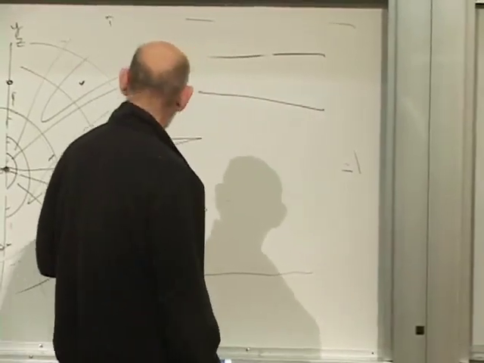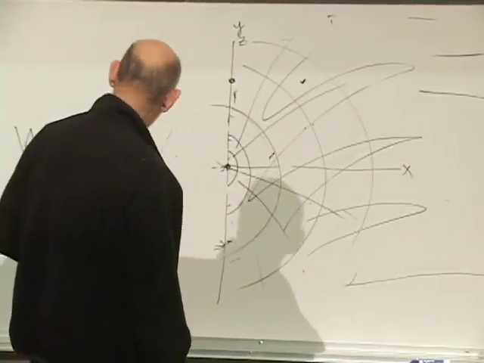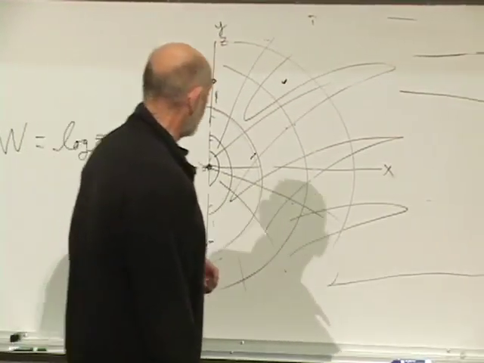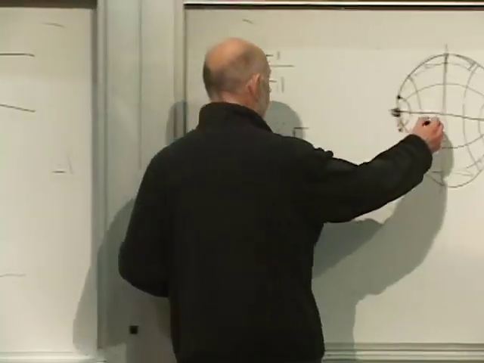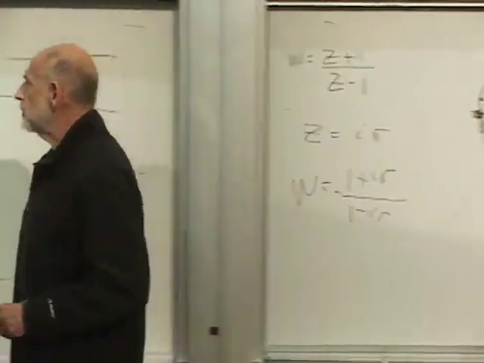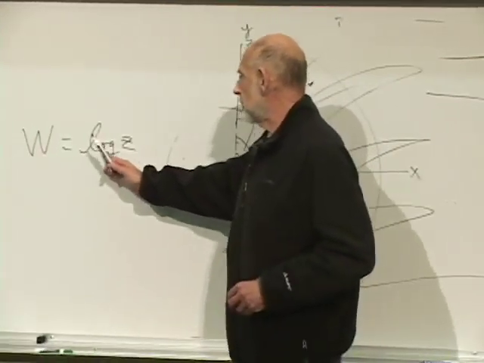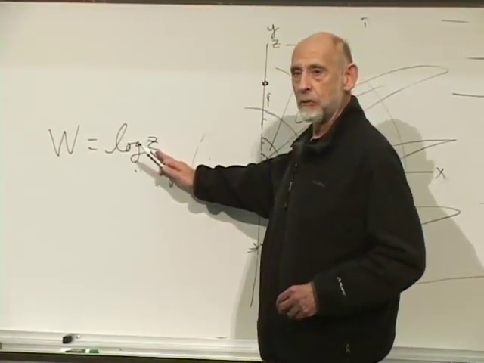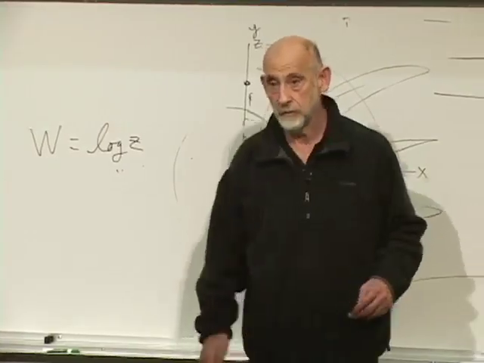Let's see. It goes through the point. It goes through the origin. It passes through the origin on the W plane. So where is the origin on the W plane? It's the thing whose logarithm is 0, 1. Right.